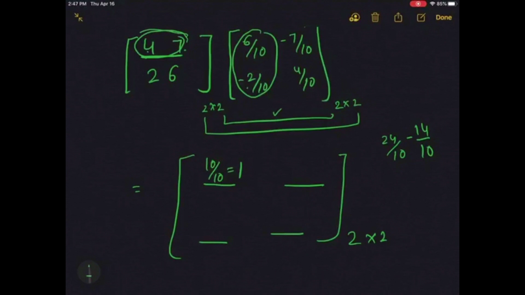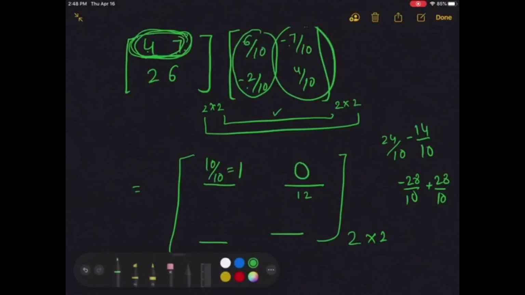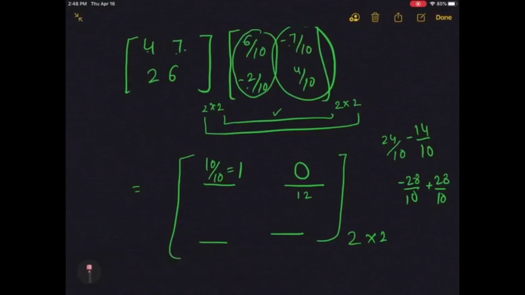Now let's move on to the first row, second column. 4 times negative 7/10 is negative 28/10. 7 times positive 4/10 is positive 28/10, which is 0 when you add.